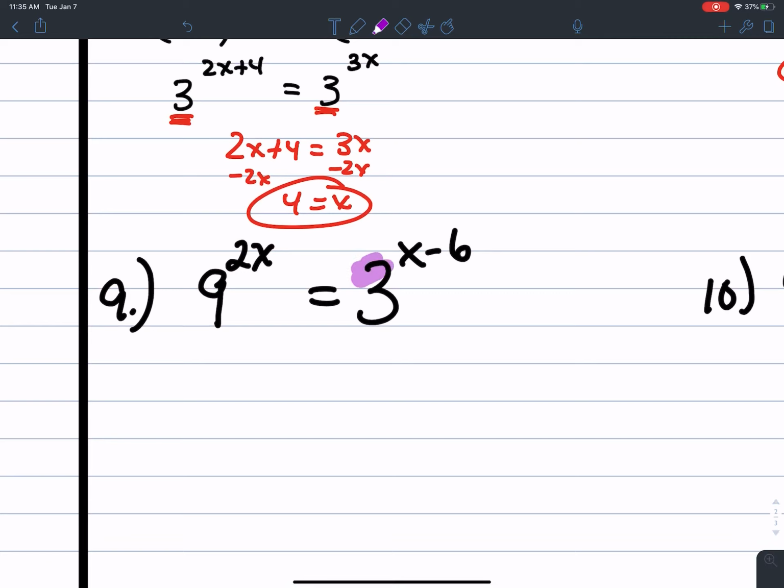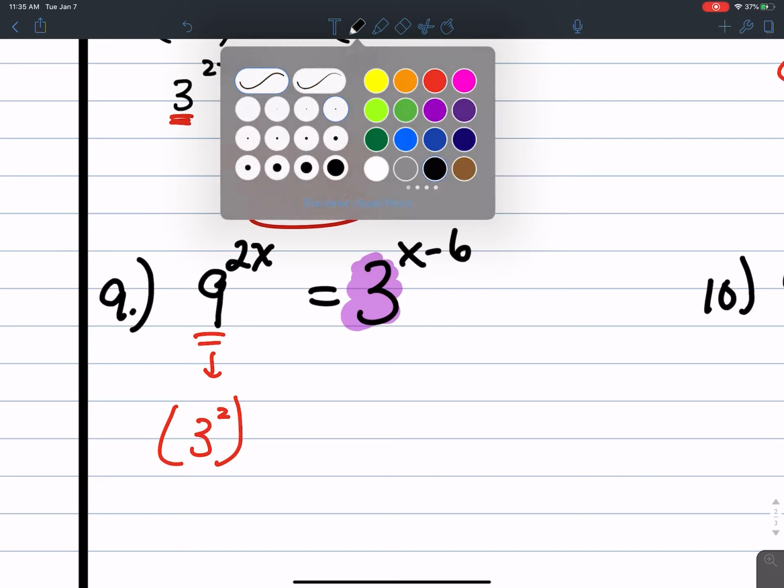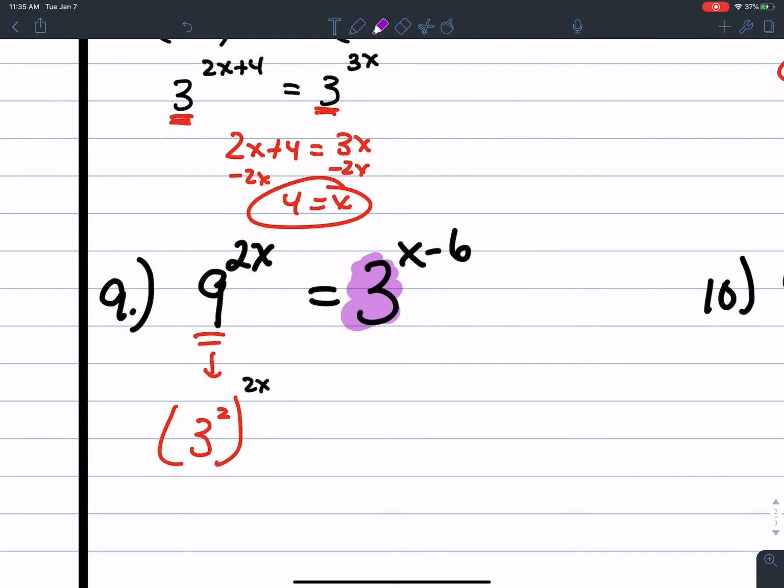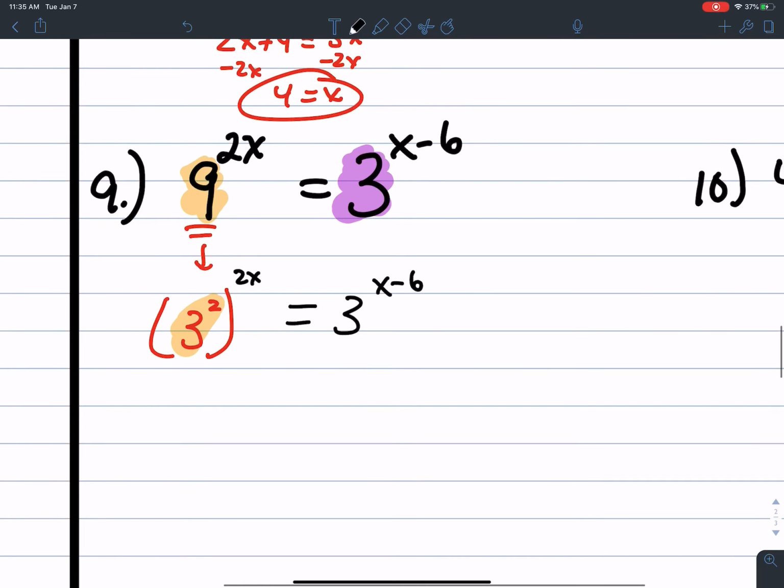Here again, I see different bases. This is a 3, and the other one is a 9. So instead of 9, I could call that 3 squared. Now that should get the original exponent of 2x, because all I did was take the number 9 and rewrite it as 3 squared. So on the right side, I'm going to keep that as 3 to the power of x minus 6. On the left, I can use my power to a power rule. 2 times 2x is 4x. And I've successfully rewritten the equation, so they now have the same base.